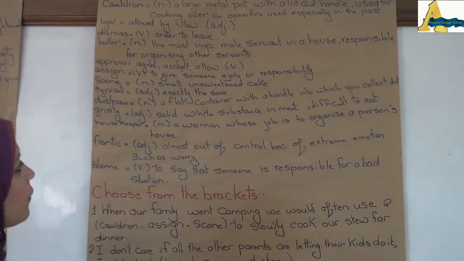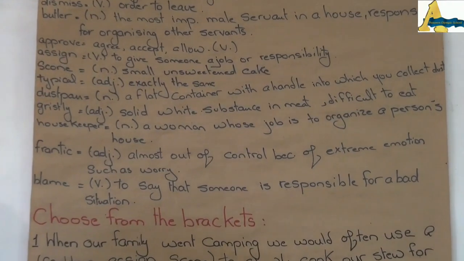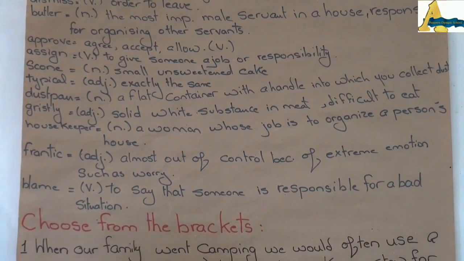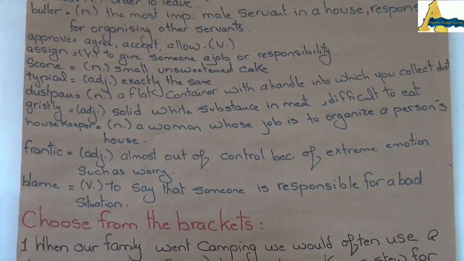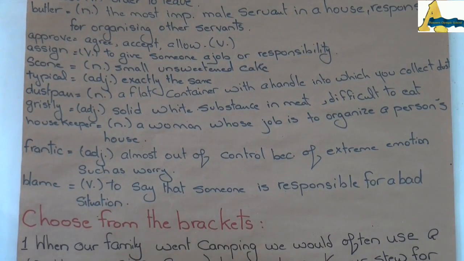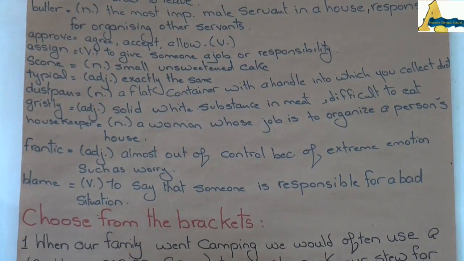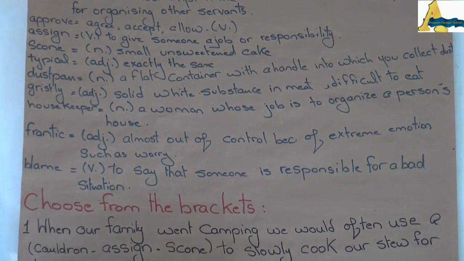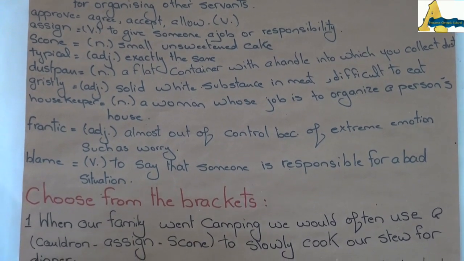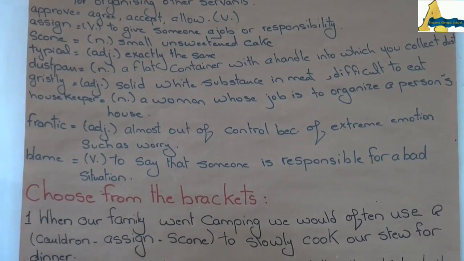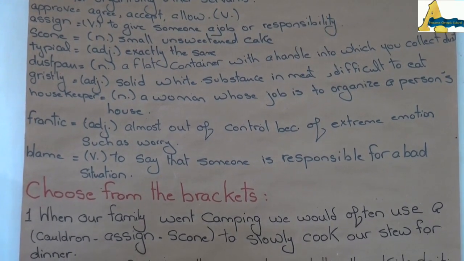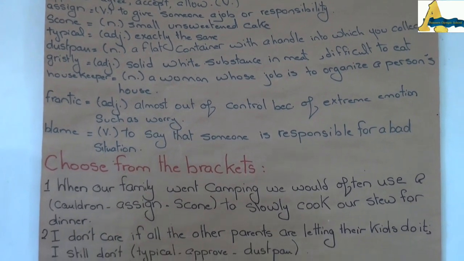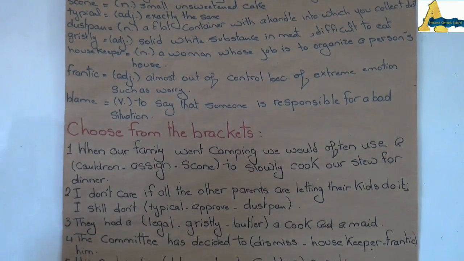Gristly, it's an adjective which means solid white substance in meat, and it's difficult to eat. Housekeeper, the woman responsible for organizing a person's house. Frantic, adjective, which means almost out of control because of extreme emotion such as worry. Blame, it's a verb, and it means that you feel or say that someone is responsible for a bad situation that happened to you. Let's now choose from the brackets.